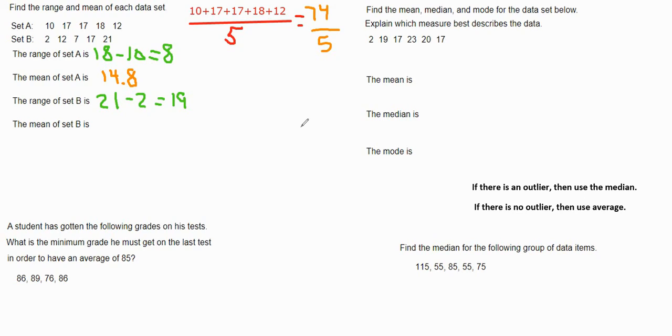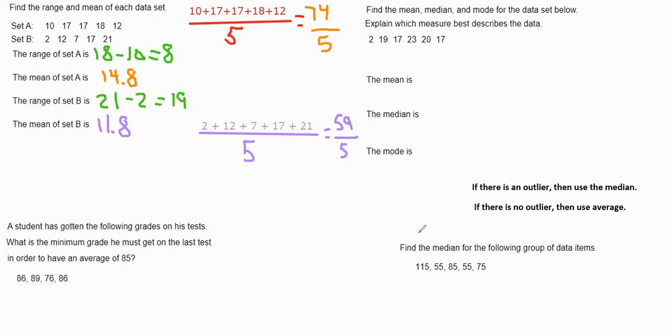So now we do the same thing for the next one. For set B, 2 plus 12 plus 7 plus 17 plus 21, we're going to divide that by 5. 2 plus 12 plus 7 plus 17 plus 21 is 59. And 59 divided by 5 is 11.8.